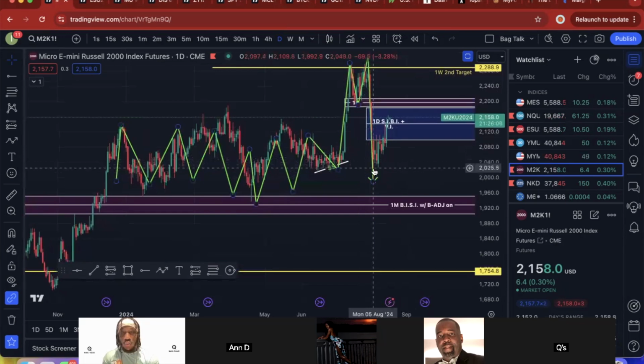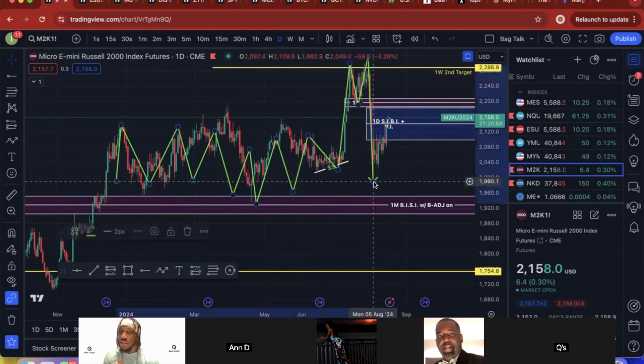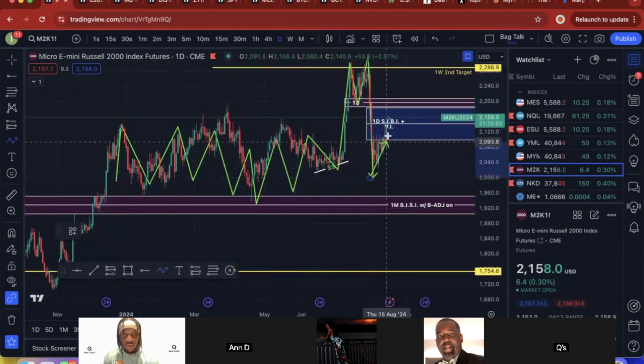And what you would like to see when we come back to this consolidation, especially out of this sell model here, is that you really want to see it come under the consolidation, but it doesn't have to. I don't like when it doesn't, because then usually when it does what it's doing now, it ends up kind of consolidating again.